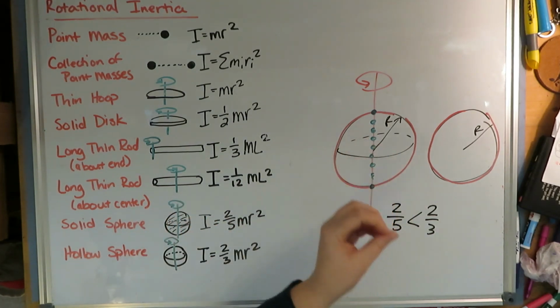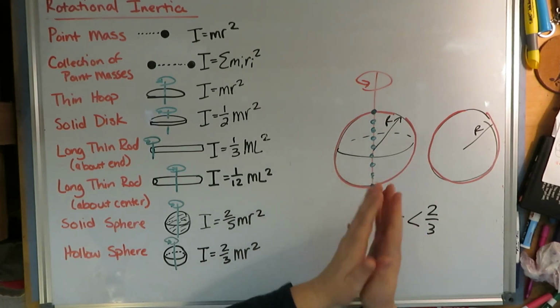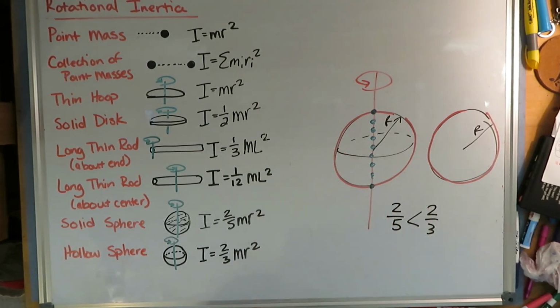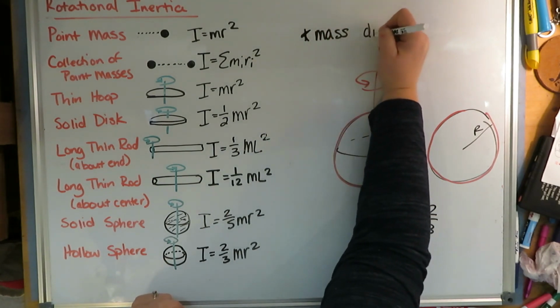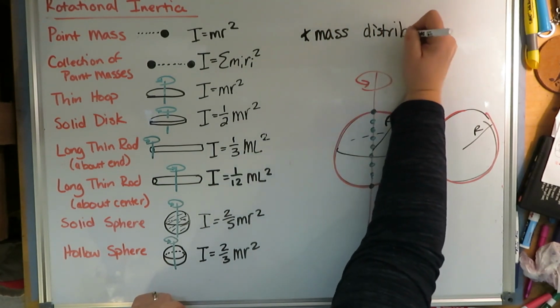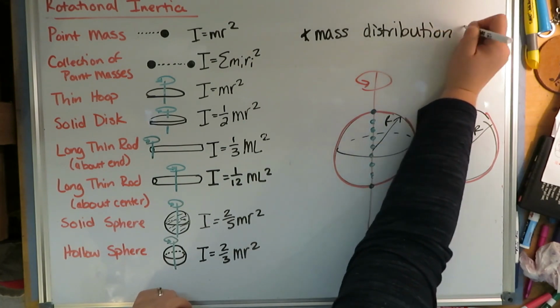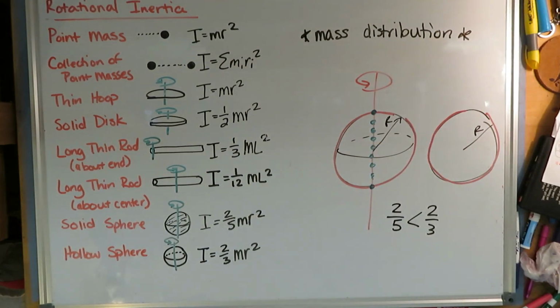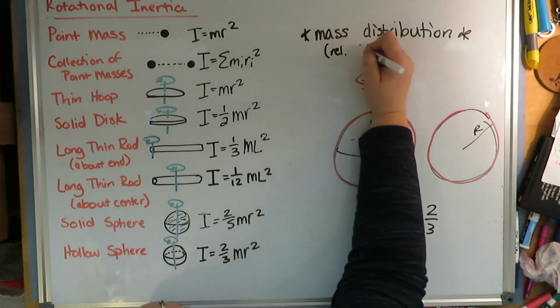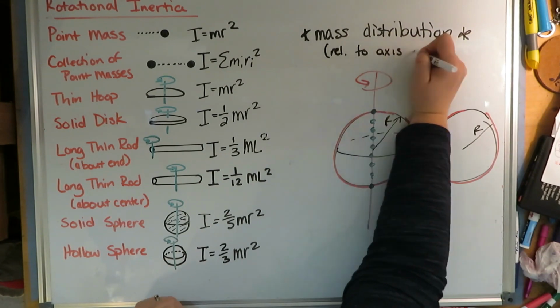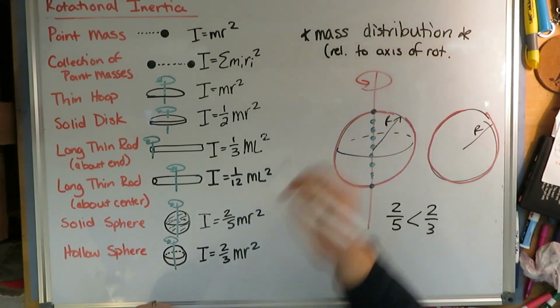But having them memorized is not enough. The discussions that I've just gone through about where the mass is located, and that's the key term, is mass distribution. Anytime you are qualitatively trying to explain why one object has more rotational inertia than another, it's about where the mass is distributed relative to the axis of rotation. That's going to be your key.